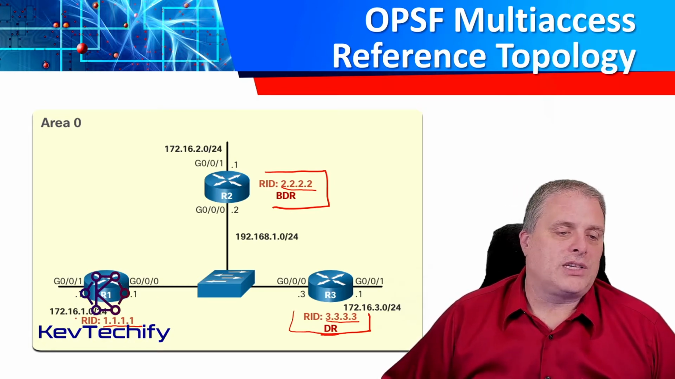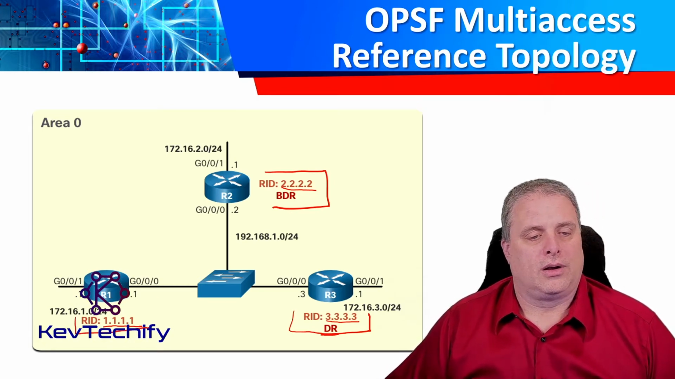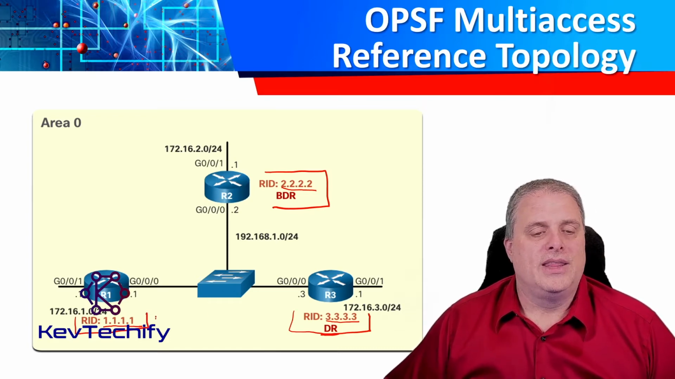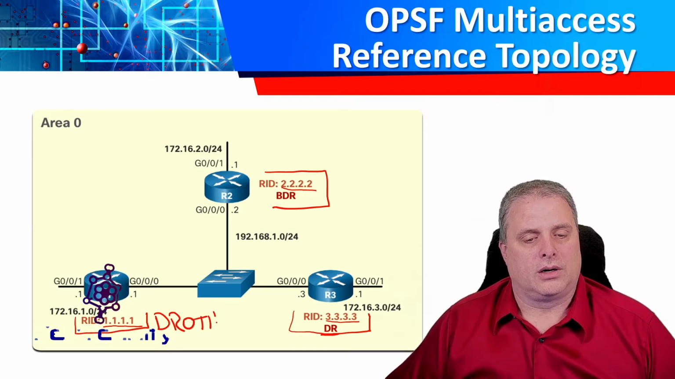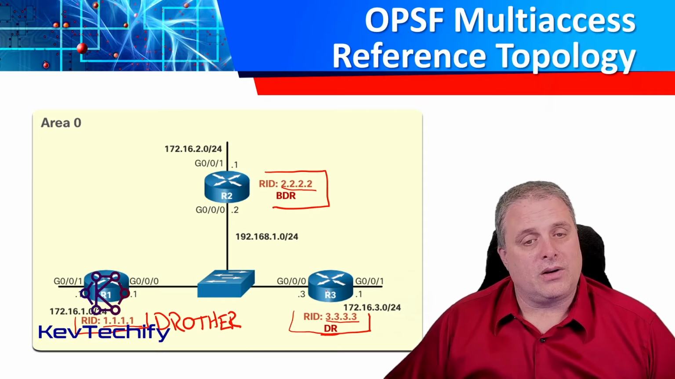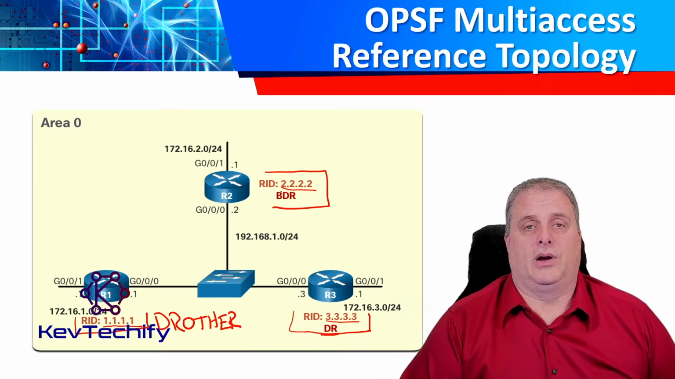That leaves our last one, our third one, with the 1.1.1.1. That's the lowest out of the three. This one has become our DR other. Once again, a DR other is not the designated router, not the backup designated router.